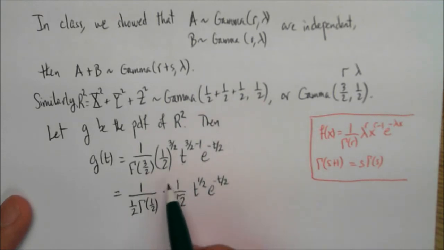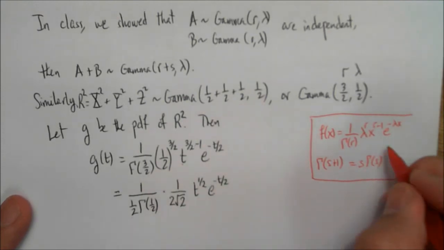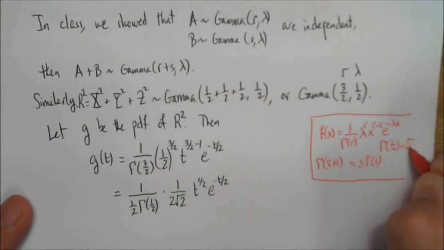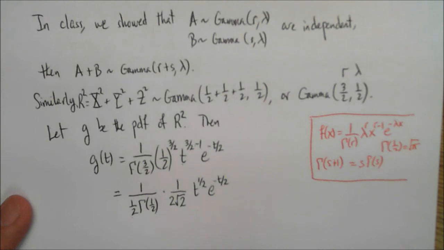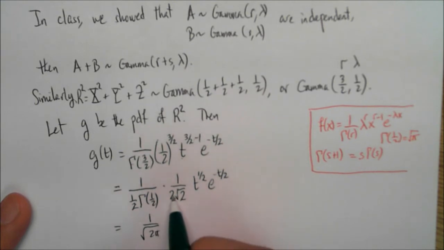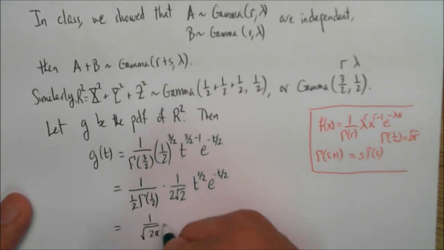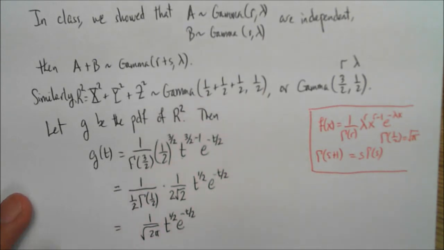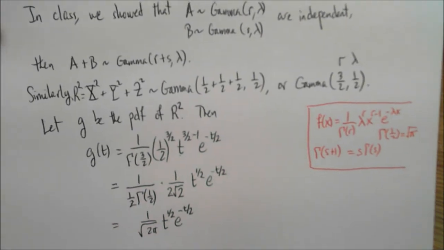Okay, so let's simplify this. Another rule that I need to remember, and I used this before, is that gamma of 1/2 is equal to square root of pi. And so using that rule, the 2s cancel here, and I end up with 1 over square root of 2 pi. So this 2 cancels this 1/2. Square root of 2 times square root of pi is square root of 2 pi, times t to the 1/2, e to the minus t over 2. And that is the PDF for r squared. So that's part 2.